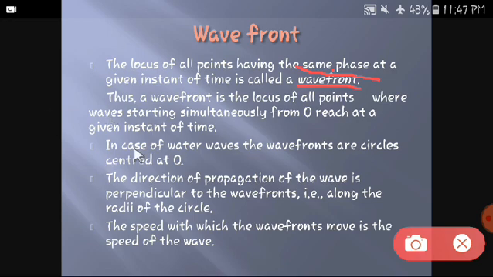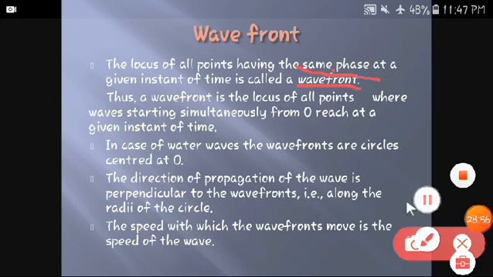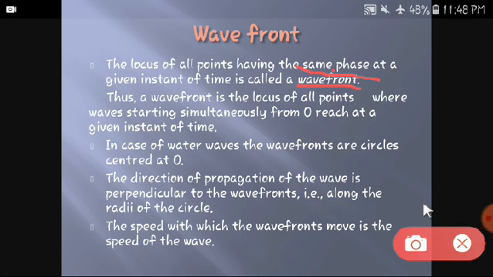Okay, in case of water waves, wavefronts are circles centered at O. The direction of propagation of waves is perpendicular to the wavefronts, that is, along the radii of the circle. The speed with which the wavefront moves is, so this is about the wavefront. So the basic concept besides the falling stone in water is nothing but the wavefront.